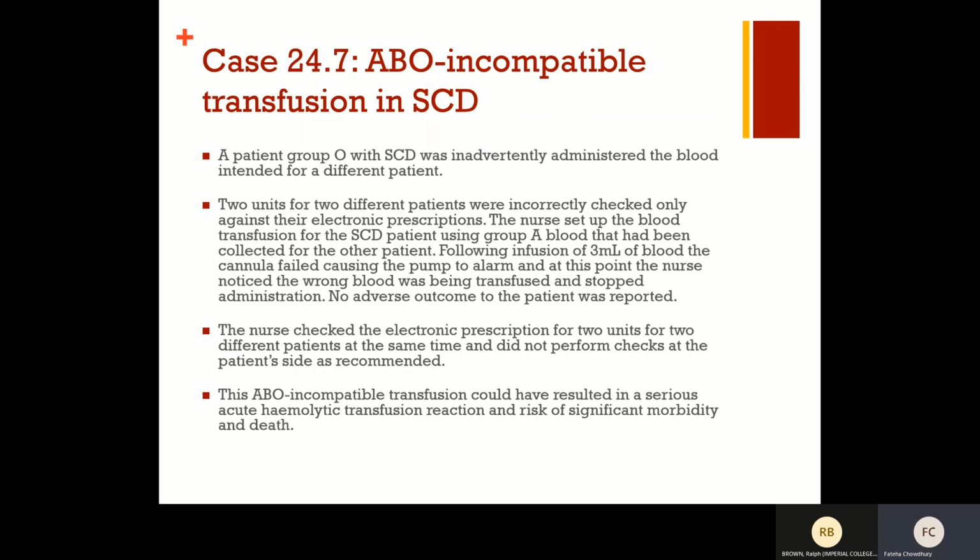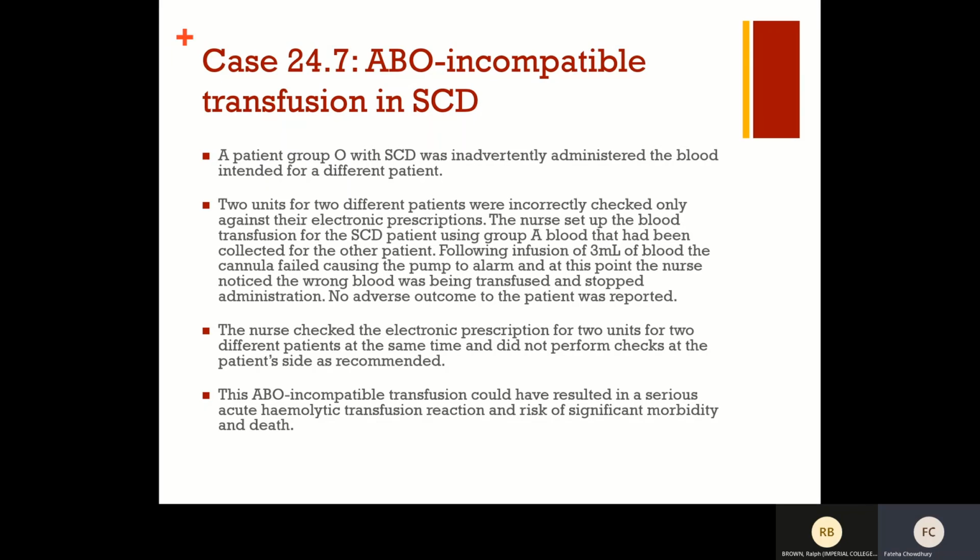The next case is of an ABO-incompatible transfusion in a sickle cell patient who was group O, who was given blood intended for a different patient. So 2 units for 2 different patients were incorrectly checked only against the electronic prescriptions. The nurse set up the blood transfusion for the sickle patient using group A. Remember, our patient was group O.